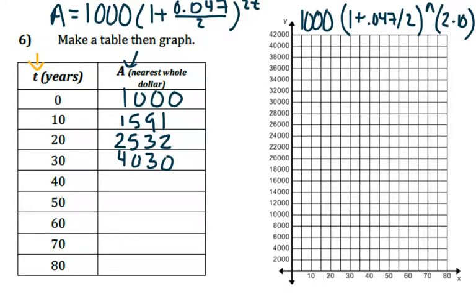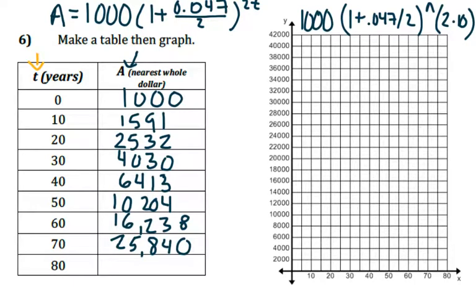After 40 years, so substituting in 40, we would get $6,430 as the account balance. And after 50 years, it would be $10,204 in the account. And after 60 years, our account balance would be $16,238. After 70 years, it would go to $25,840. And after 80 years, the account balance would be $41,120.